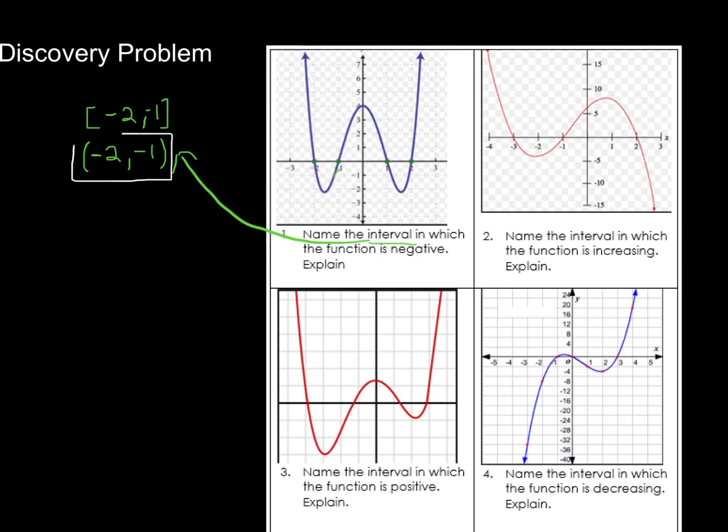For number 1, there is one more interval, so I want you to find that one on your own. Then go ahead and complete number 2, number 3, and number 4. For each of these, you don't need to draw a very detailed sketch of the graph. Just have a basic sketch of the graph and mark any x values that you need to in order to answer the question. So go ahead and complete those, and then we'll talk about them together.